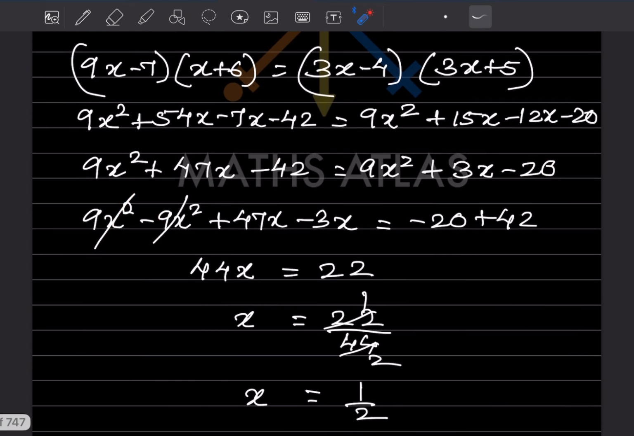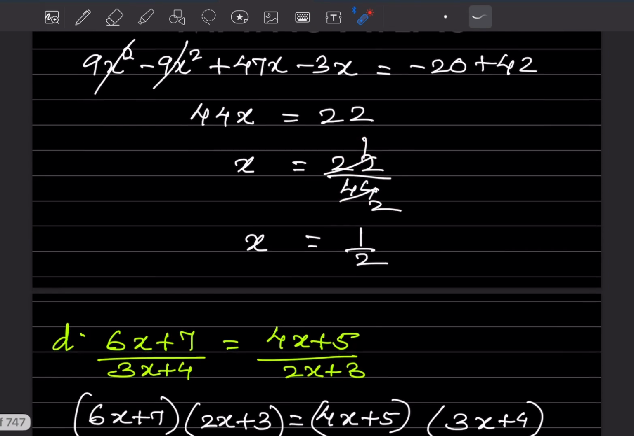This will be 44x equals 22. So x is going to be 22 by 44, because this is multiplication, this will get divided. So that will be 1 by 2. So x is 1 by 2.